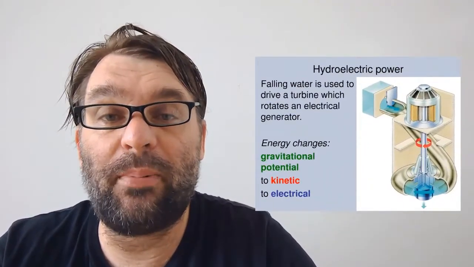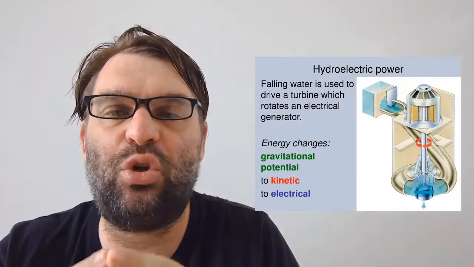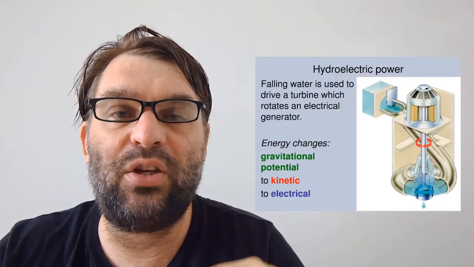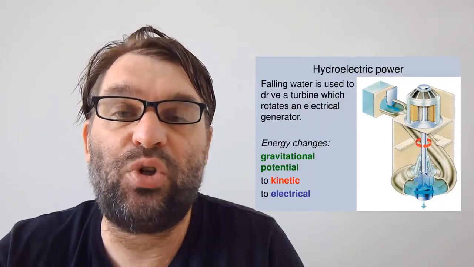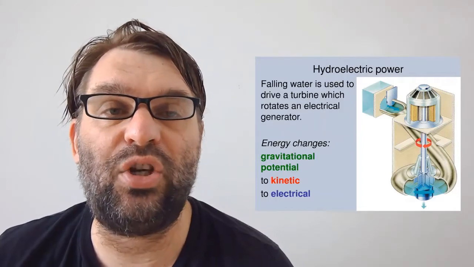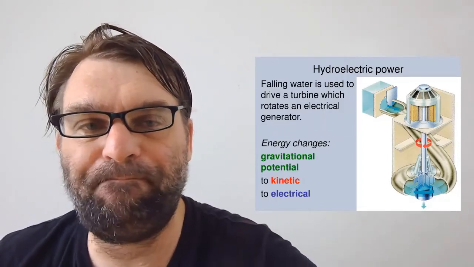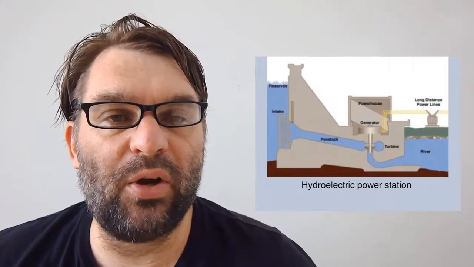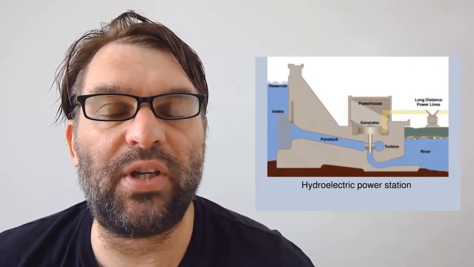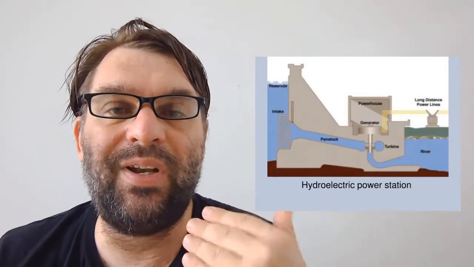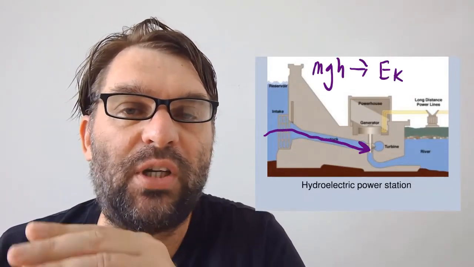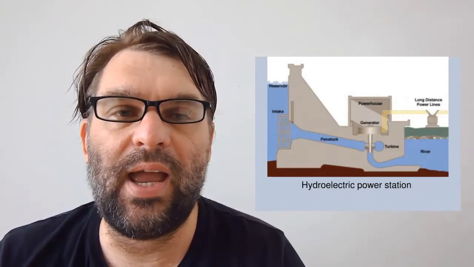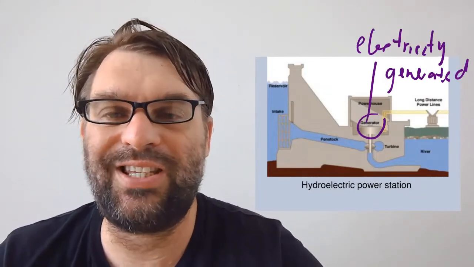Then we have hydroelectric power. What you're doing is using the gravitational potential energy of the water as it falls down, and that turns a turbine, so kinetic energy, which is then converted into electrical energy again through an electrical generator. And that's an example there of a hydroelectric power station diagram. You've got water behind a dam, you release the gate, and then that water goes down a sluice through the turbine, which turns, and then that creates electricity.